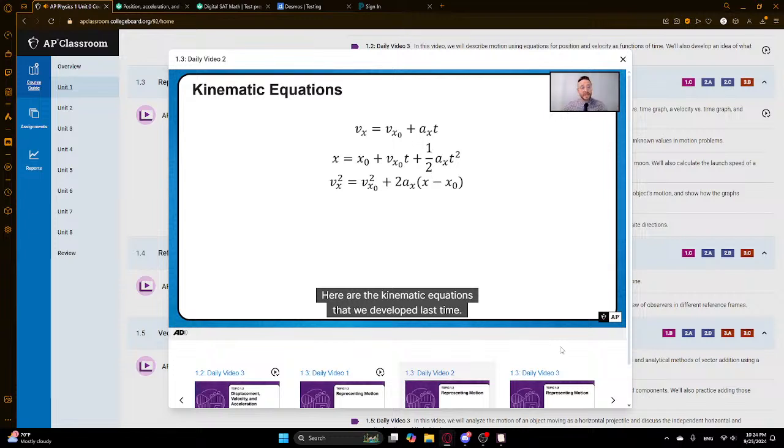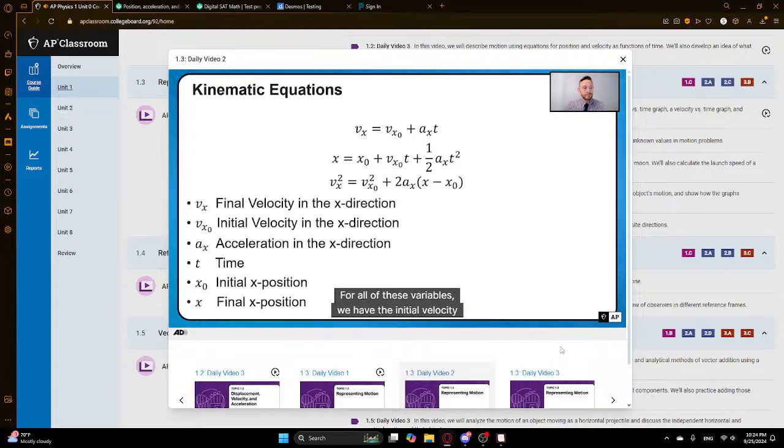Here are the kinematic equations that we developed last time. They tell us how velocity, position, acceleration, and time work together. For all of these variables, we have the initial velocity in the x direction, that's v0. We have the final velocity in the x direction, that's just a v. That's going to look like vx right here. That shows up in a couple of different places. We have the acceleration, that's an a, time is a t, and then we have initial and final x positions as well.